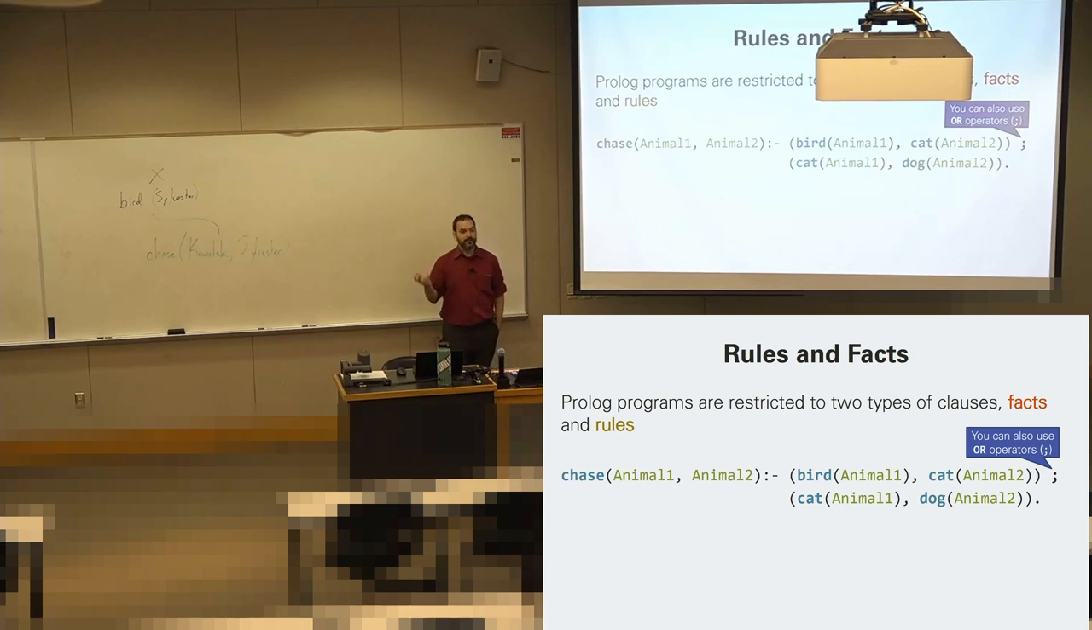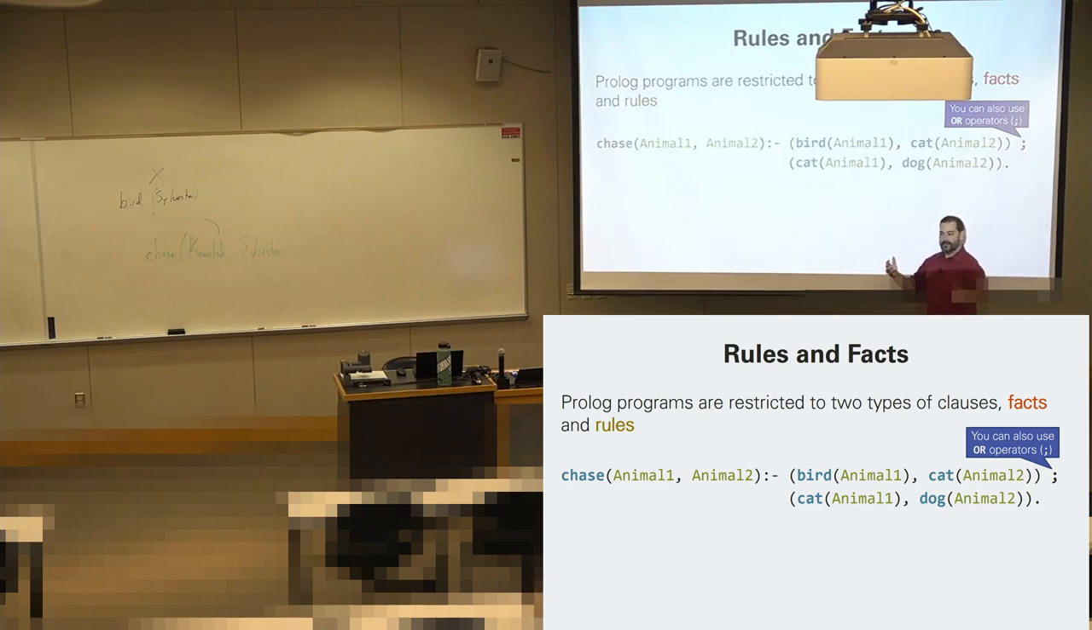Or you can use some, this is where you're going to come to my office hours with these questions. You're building conditional statements effectively. But here's the problem. In Java, that's the or. That's not the or in Prolog, different language. If you want to say and, you use a comma, not double ampersand. If you want to use an or, semicolon.